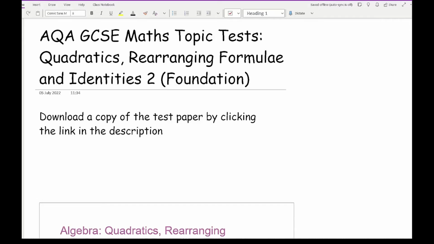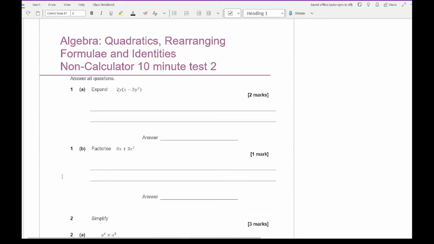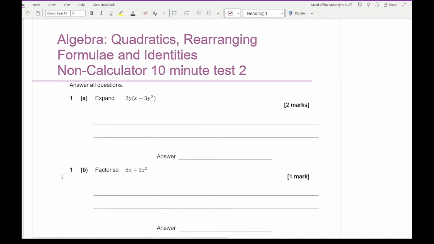So before we get started working through this test, it's worth noting that all of these questions are deemed to be non-calculator. So let's get started on question 1. So question 1, and let's just zoom in a little bit. So question 1, all we need to do here is expand the brackets.